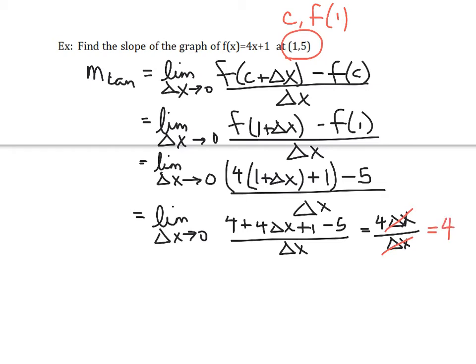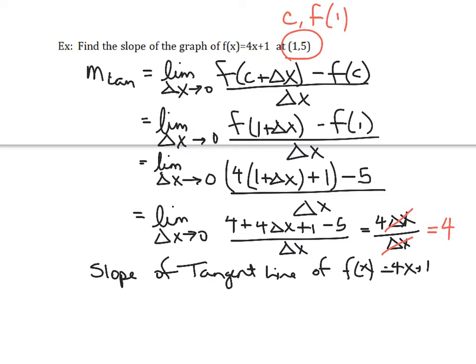So what this tells me is that the slope of the tangent line of f of x equals 4x plus 1 is 4.